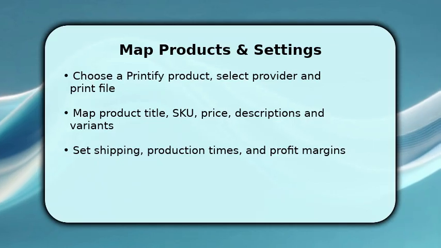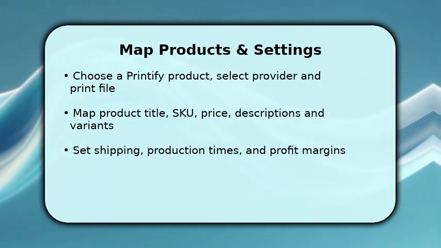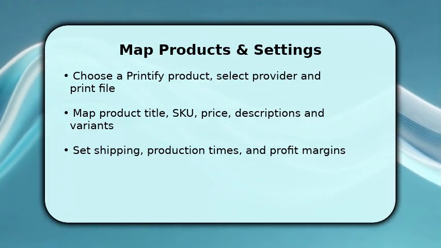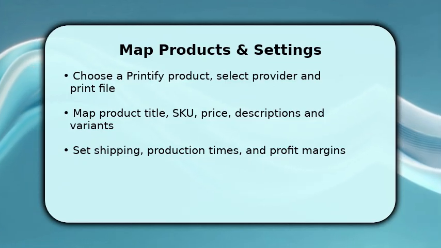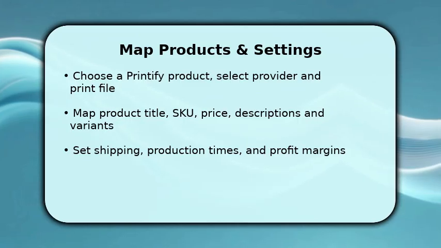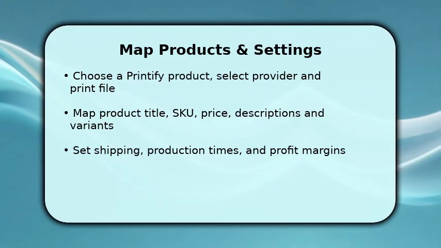Select a product and provider, upload print files, then configure colors, sizes, and variants. These become WooCommerce variations. Set production and shipping profiles so transit times appear correctly in your store. Use the pricing tool to set retail price and margin. Make sure tax settings match WooCommerce rules.